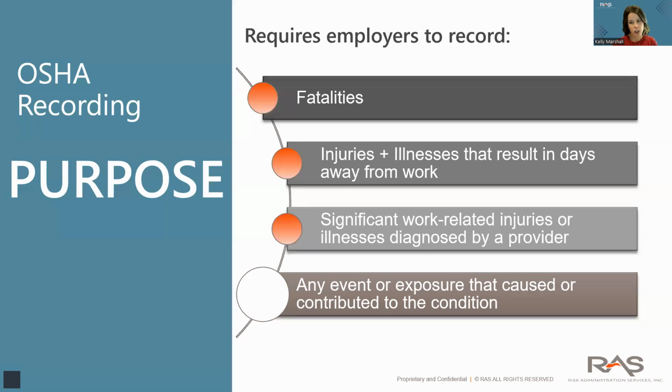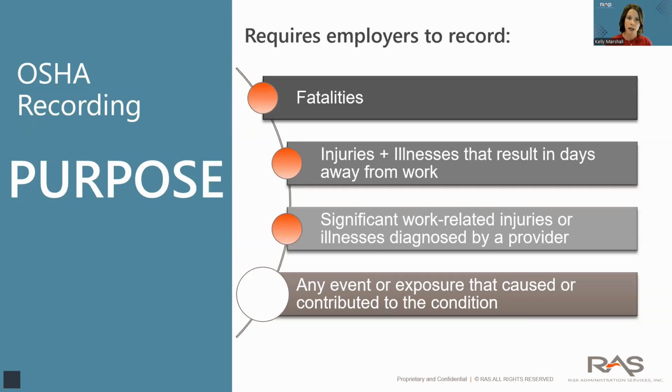OSHA's definition of work-related injuries, illnesses, and fatalities are things where there's an event or an exposure in the workplace that either caused or contributed to a particular condition. In addition, if there's any kind of an event or an exposure in the work environment that would have significantly aggravated some sort of a pre-existing injury or an illness, this would also be considered by OSHA to be work-related.